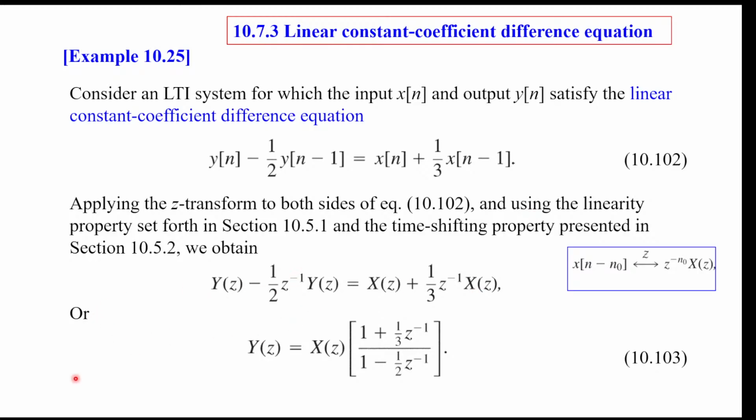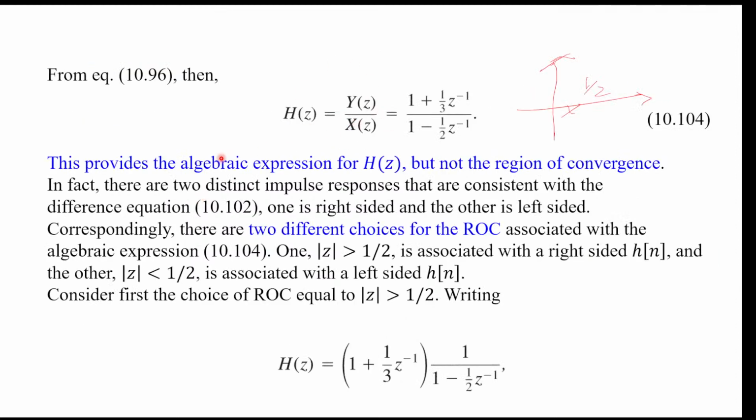Then we can group things together and keep this equation. What we want is big H, which is big Y divided by big X. When you move things around, you see that it will be a rational function of z to the minus 1, or a rational function of z. Sometimes it's nicer to write it as a rational function of z to the minus 1, because when we do the inverse z transform, this kind of term is nicer. Anyway, this is our H of z. H of z is 1 plus 1 over 3 z to the minus 1, over 1 minus 1 over 2 z to the minus 1.